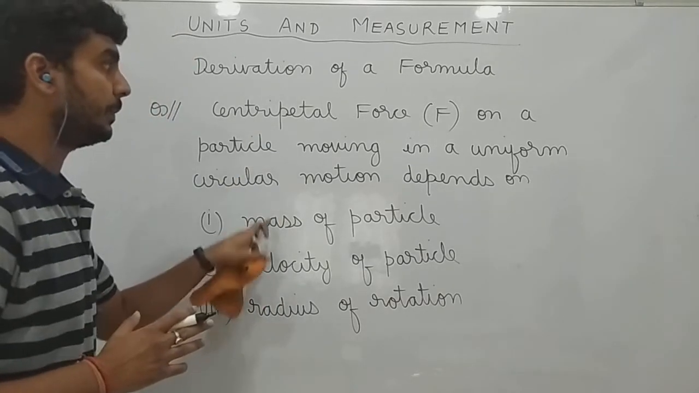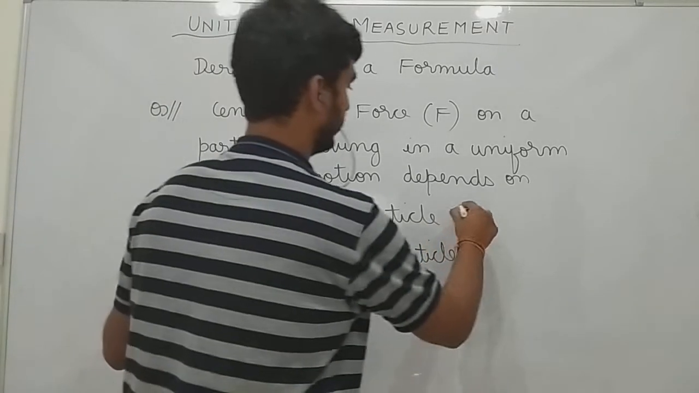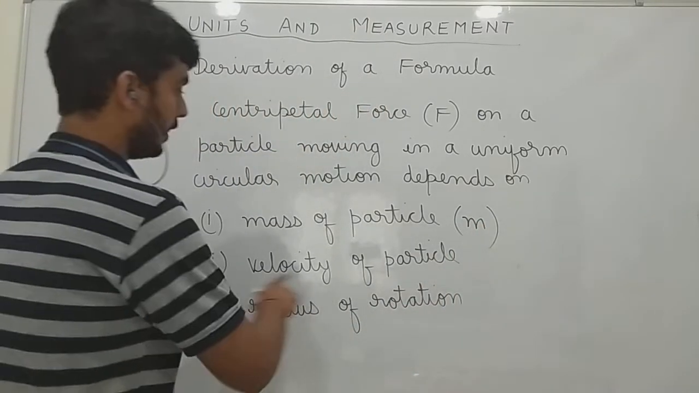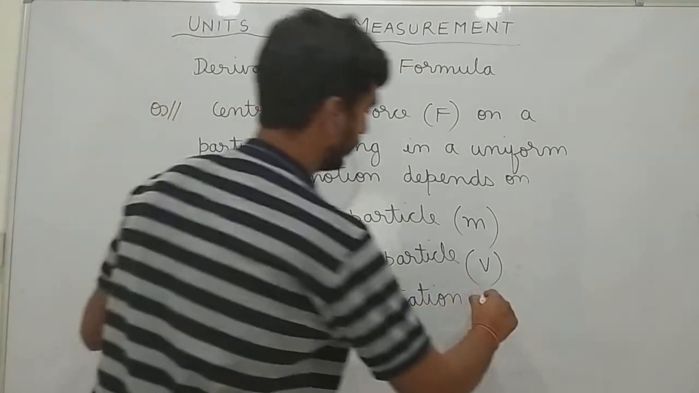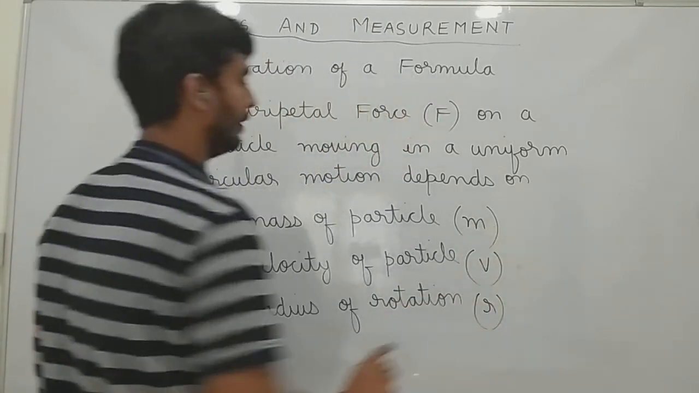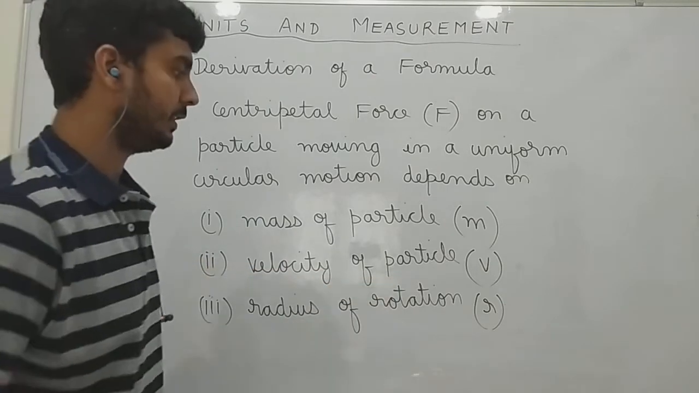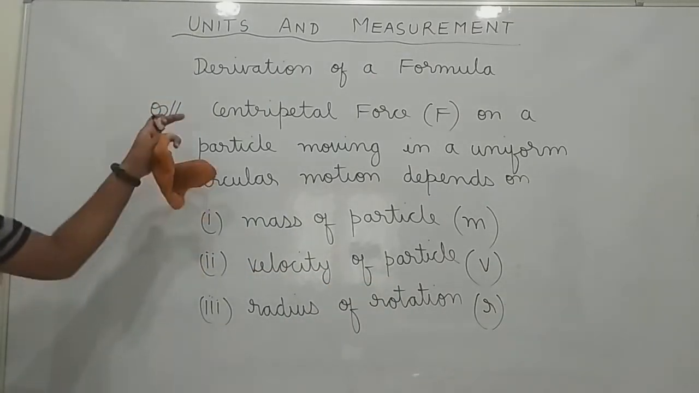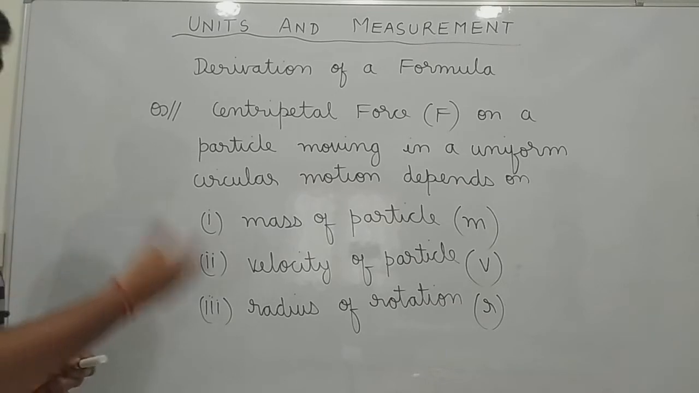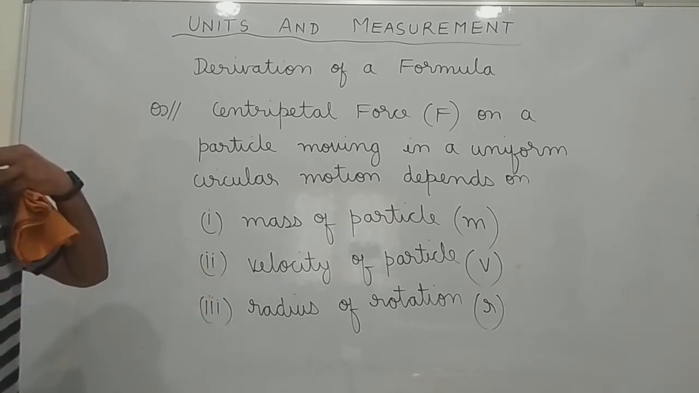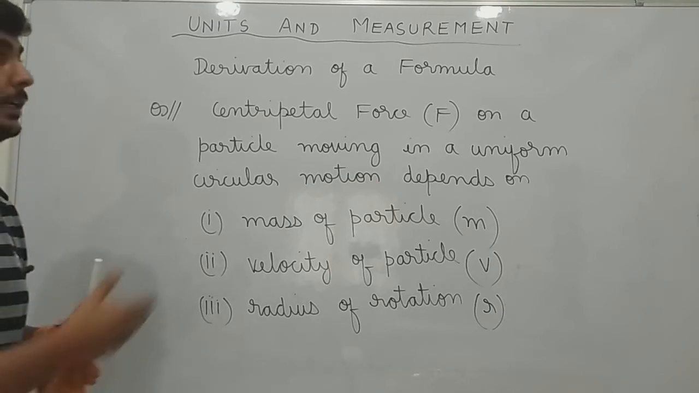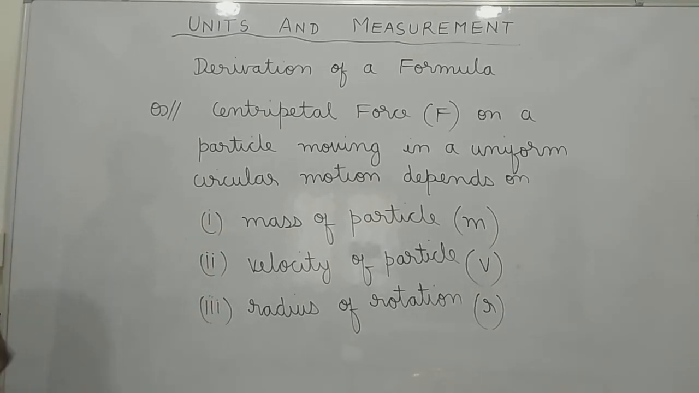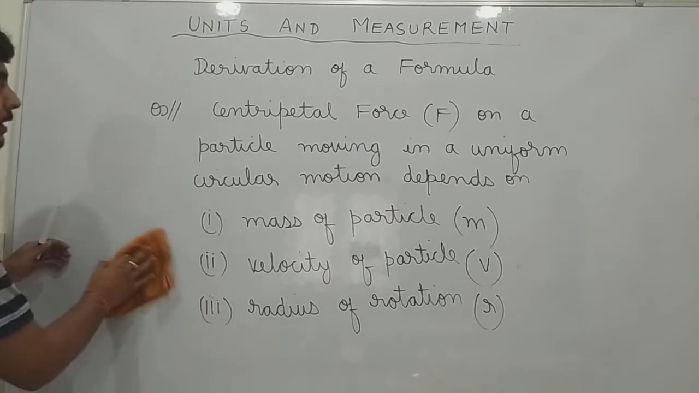So we know that the centripetal force depends upon the mass of the particle, velocity of the particle, and radius of rotation. So we'll be using these abbreviations for mass, velocity, and radius of rotation. So kindly note down this question and I will solve it and will explain to you the steps which will be required to derive the formula for centripetal force using dimensional analysis. So let us start the discussion.